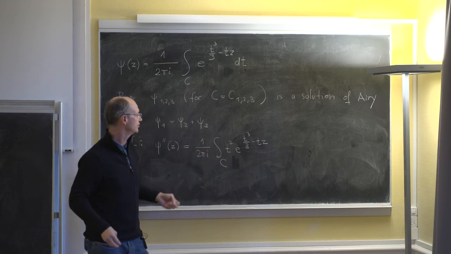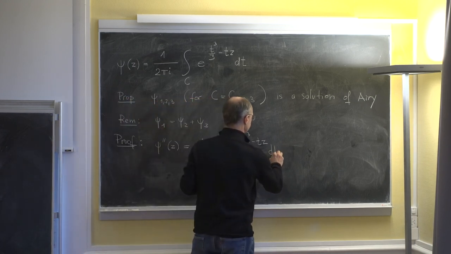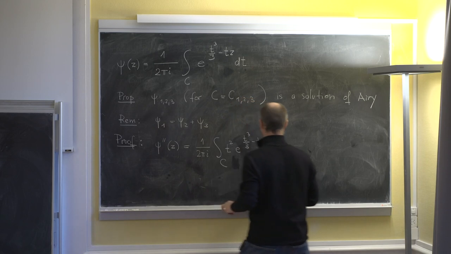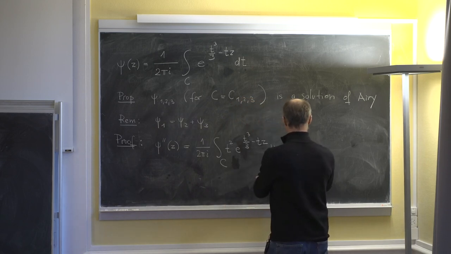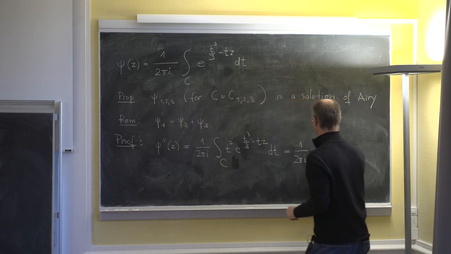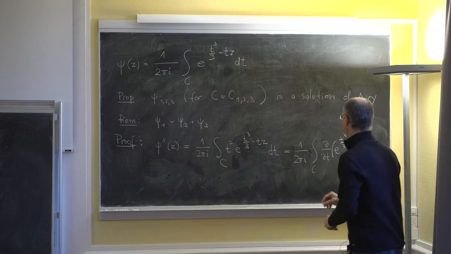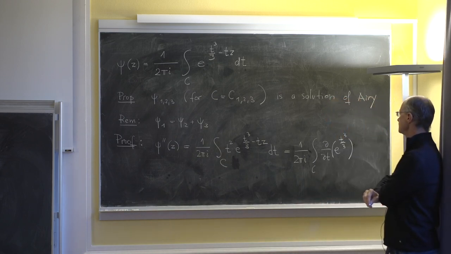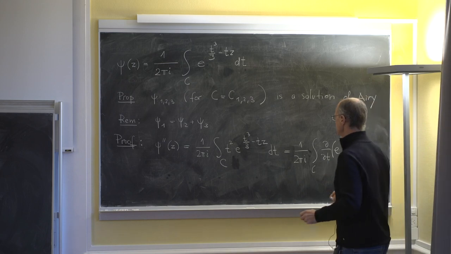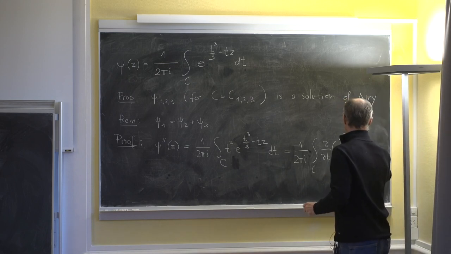Well, here we can do an elementary integration by parts. If we remark that we can single out exponential of t cubed over 3, so we have here a t derivative, here exponential minus tz dt.